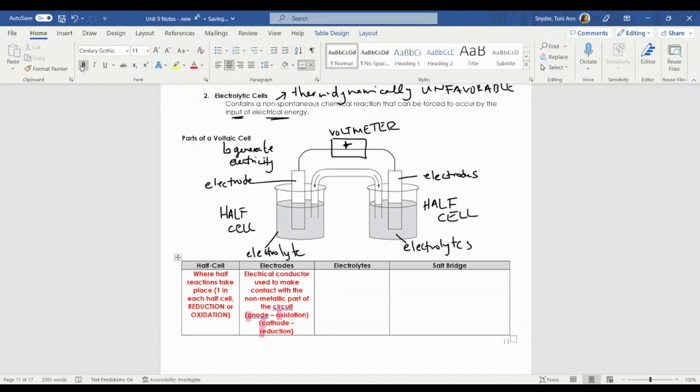So your electrolyte, let's get a definition down for that, is the substance that contains free ions that behaves as an electrically conductive medium.